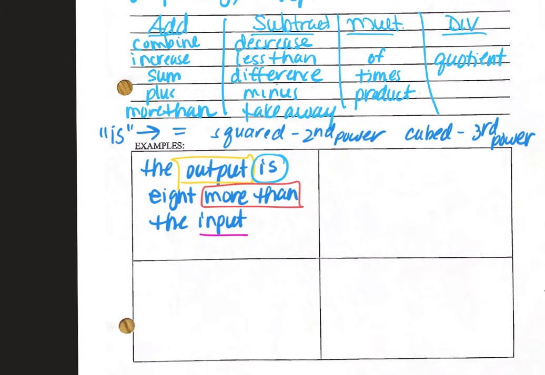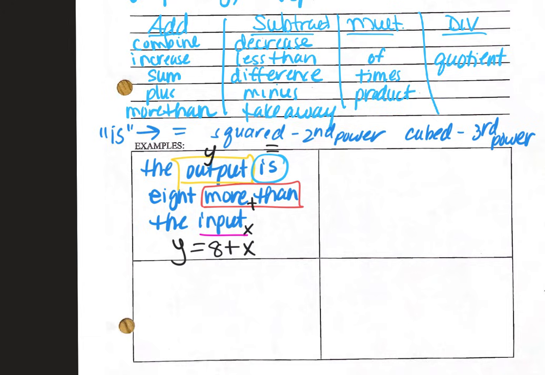So let's write the letters or numbers or symbols that mean those things. So output is our Y. Is going to be our equals. More than is going to be our plus, and input is going to be our X. So let's put that in equation form. Y equals 8 more than X.